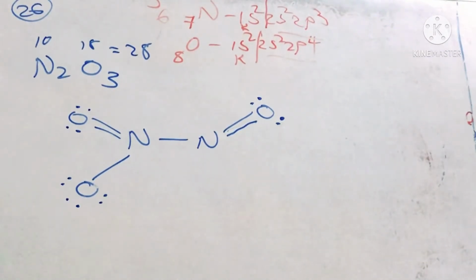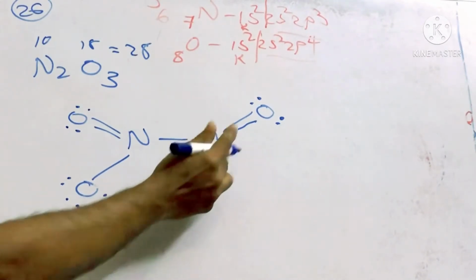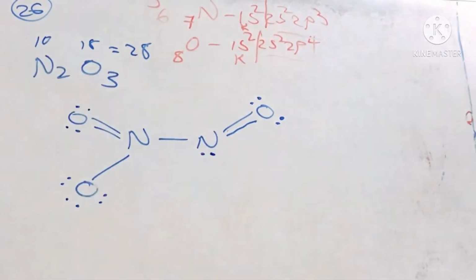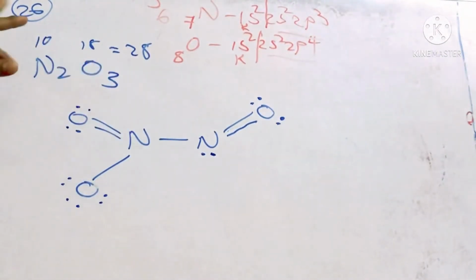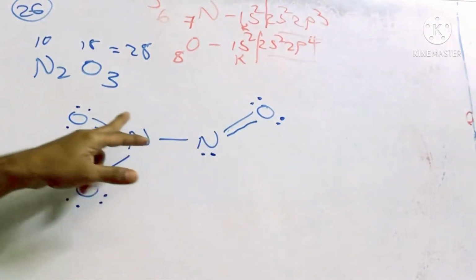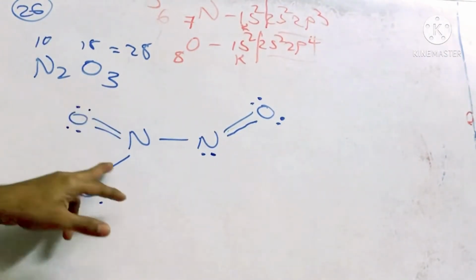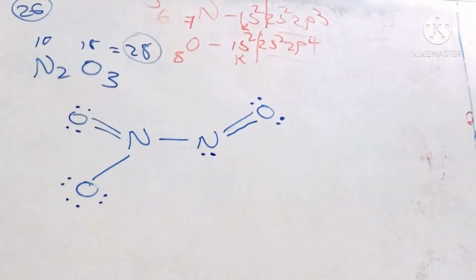So where can we give it? Nitrogen already has 3 bonds and 1 lone pair, it is obvious. So we can give this lone pair over here. Now if you count the total number of lone pairs, 1, 2, 3, 4, 5, 6, 7, 8, 9, 10, 11, 12, 13, 14 lone pairs. Total you have 28 electrons. In such a way we can write N2O3, dinitrogen trioxide.